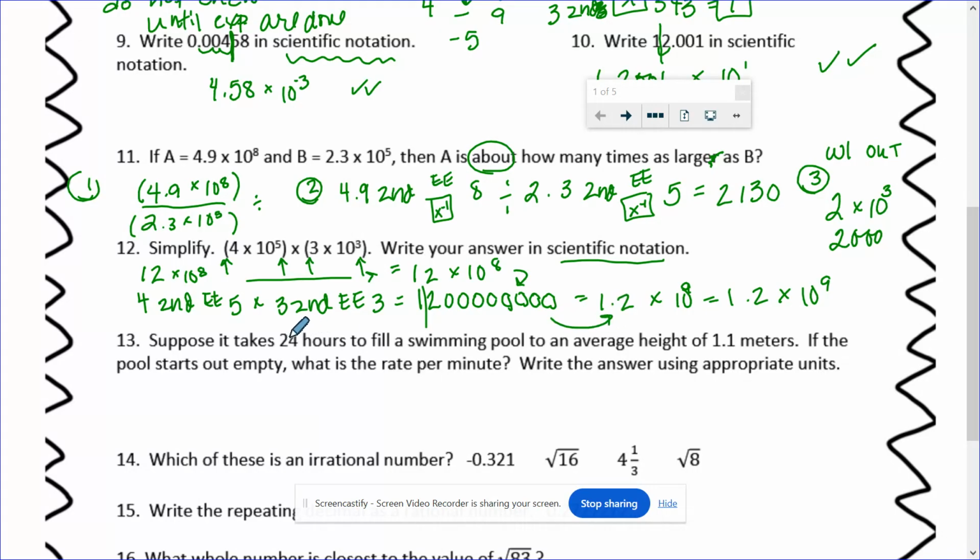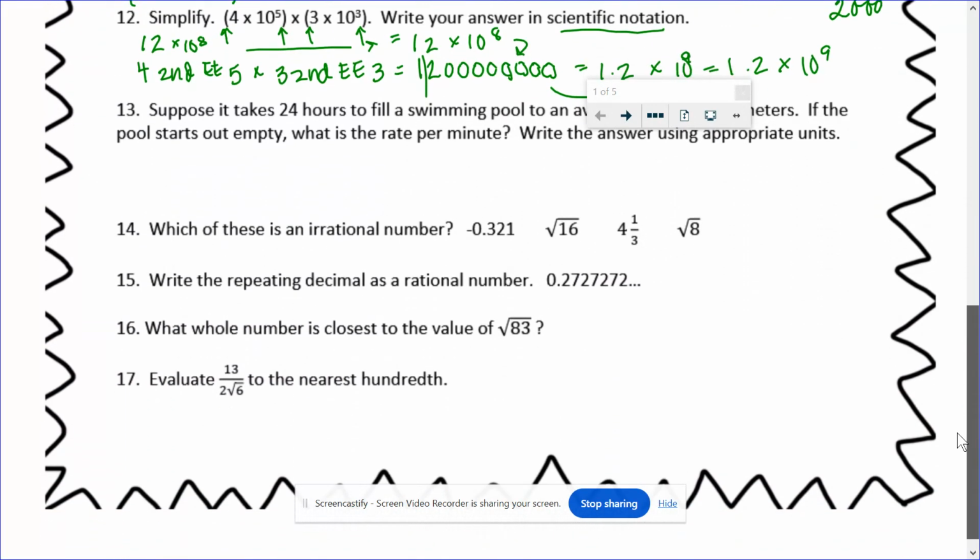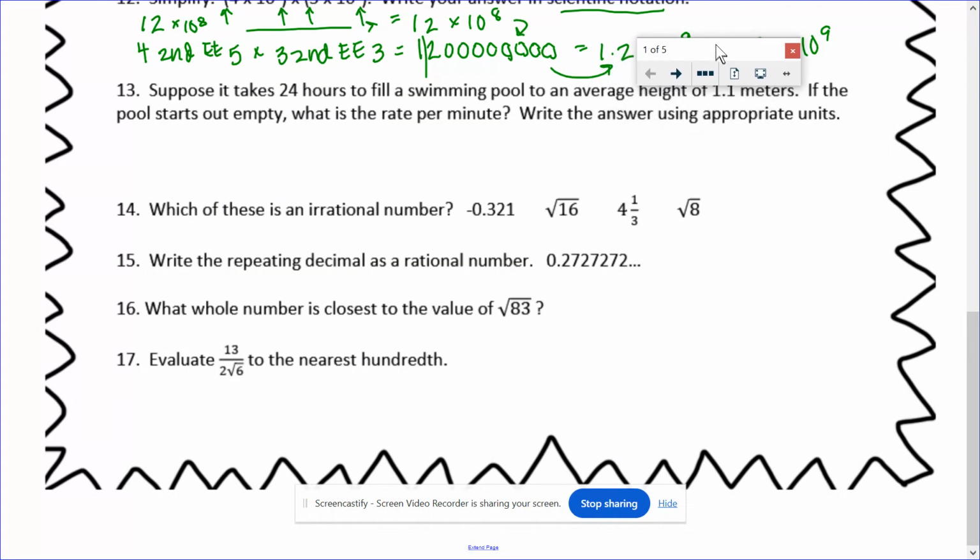Suppose it takes 24 hours to fill a swimming pool to an average height of 1.2 meters. If the pool starts out empty, what is the rate per minute? So we're looking for rate per minute. So we're looking for meters per minute. But then it says write the answer using appropriate units. So we have to keep that in mind as we finish up our answer.